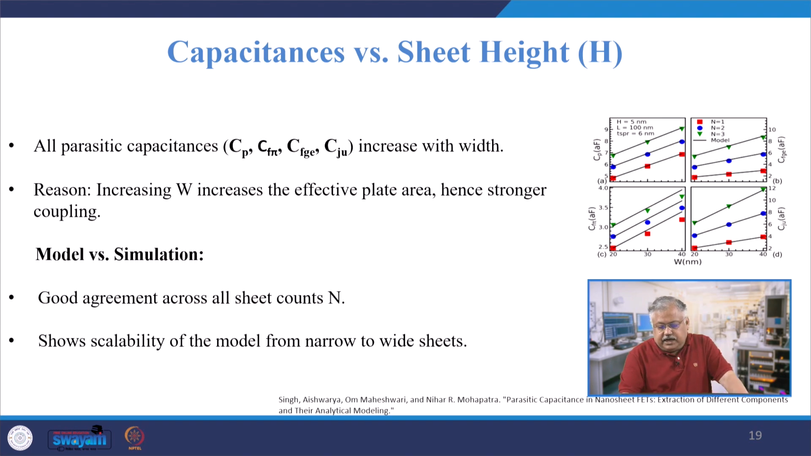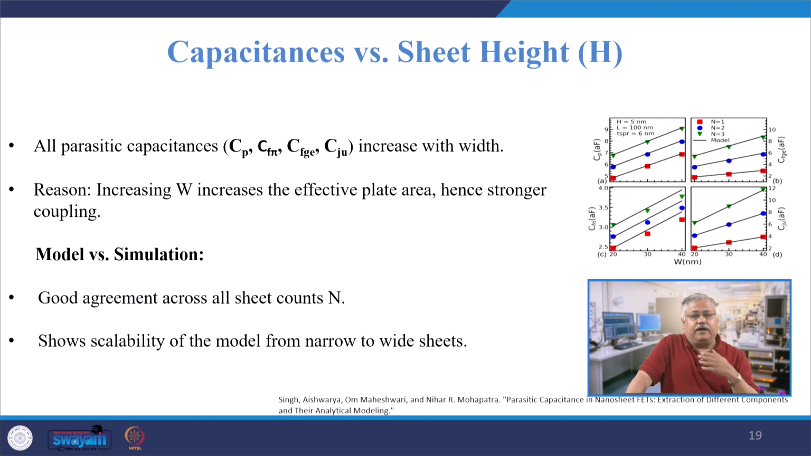Similarly, these are CJU, CFGE versus width. The overall trend is that with increasing width, the capacitance starts to increase further and further, right? And as it goes on increasing, the value of the parasitic capacitances goes on increasing, and that's primarily because of better, stronger coupling between the devices. And this is good agreement across the number of sheets.